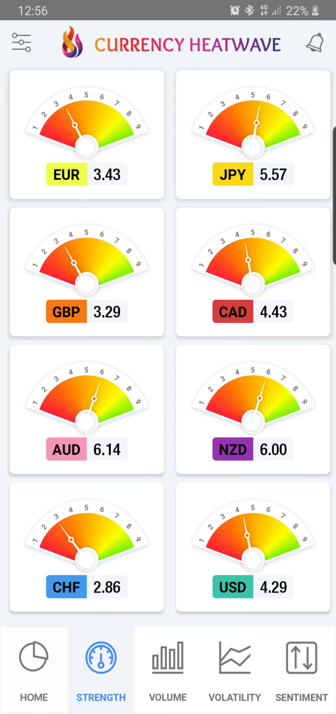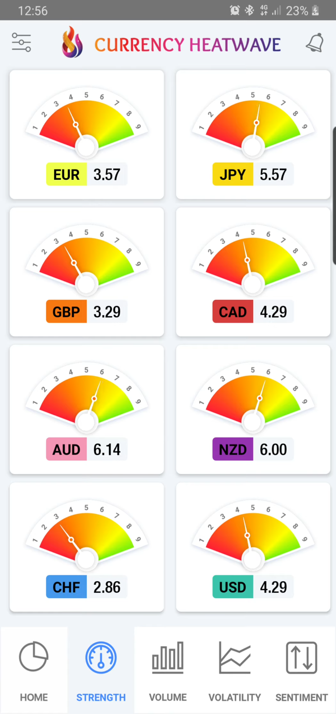Anything from 3 to 5 is a little bit weak to average. So that's basically how it is. Just know that 5 is your middle. Once it crosses above 5 to like 6, you know it is getting strong. Once it crosses below 5 to 4, you know it's getting weak.